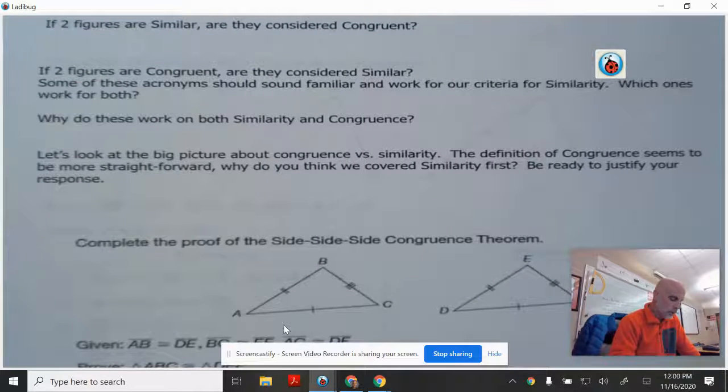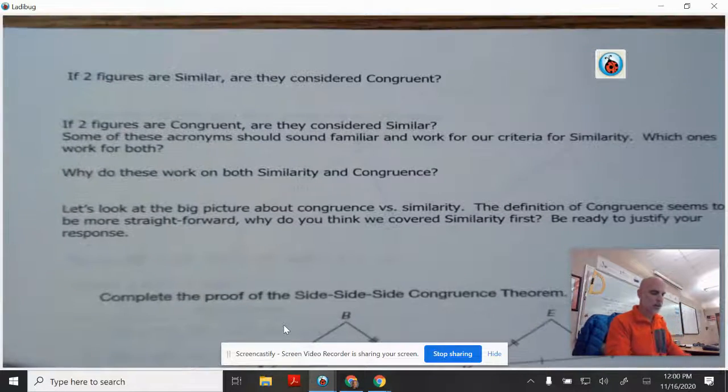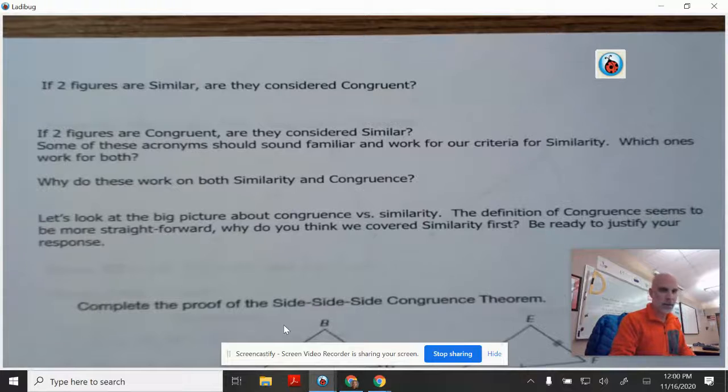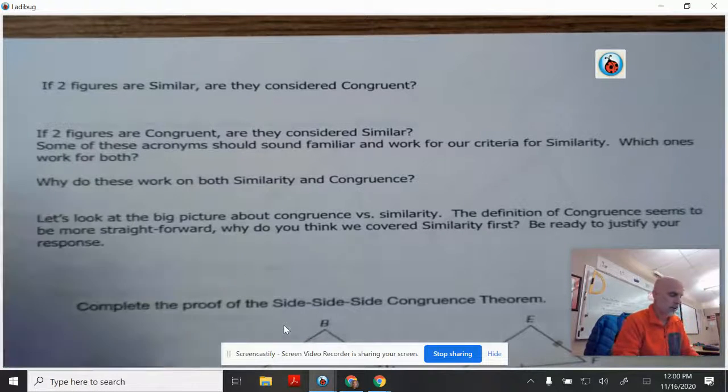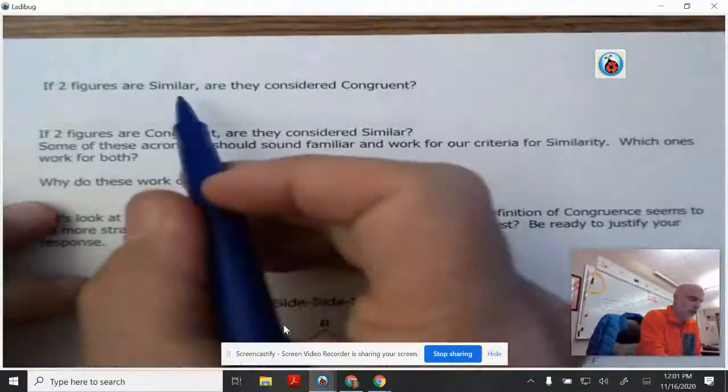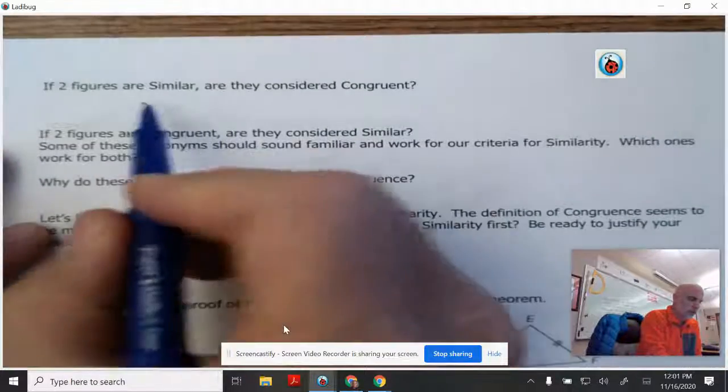Okay, we'll continue on here on page 6. Just a little bit of a discussion, some big idea answers here that you ought to be able to explain. If two figures are similar, so we're going to do a little comparing and contrasting of our previous unit with this unit. If they are similar, are they considered congruent? That is the question. So remember, this is what we just took our test over.